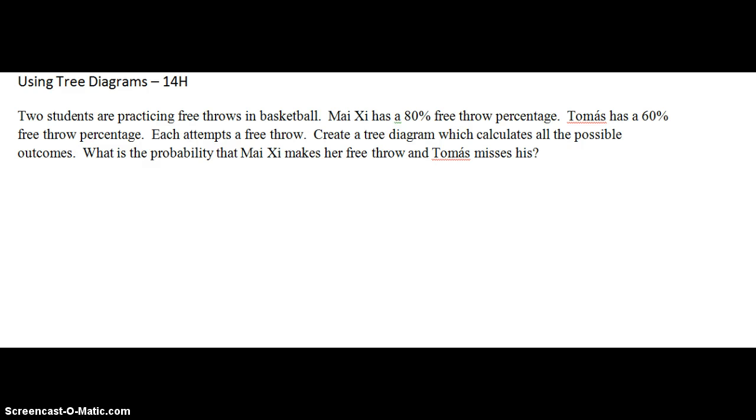Hello there! We are looking at using tree diagrams to deal with some probability problems. Section 14H in the IB Math Studies book if you're following along at home.